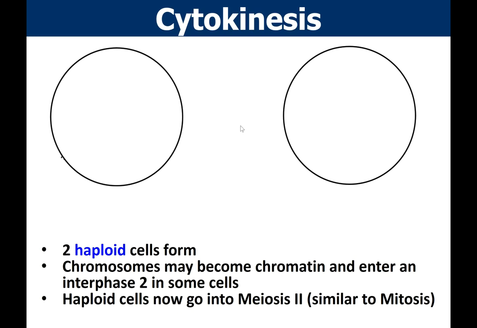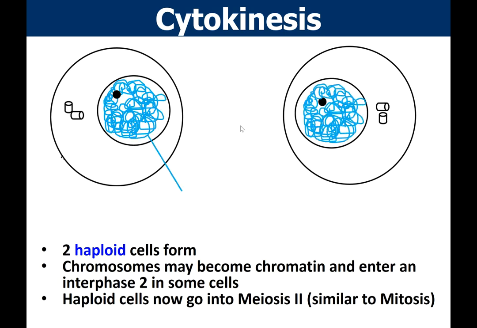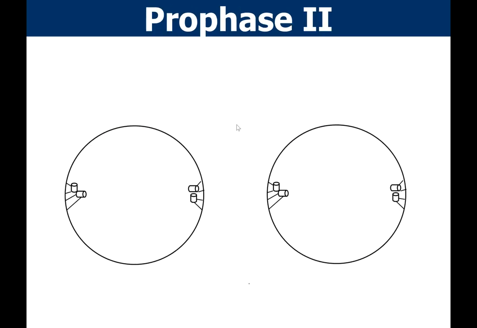Chromosomes may become chromatin and enter an interphase 2 in some cells. Haploid cells now go into meiosis II. So we have the centriole, nucleus, nucleolus. DNA is in the form of chromatin. This may occur, or the telophase may continue straight into prophase II.